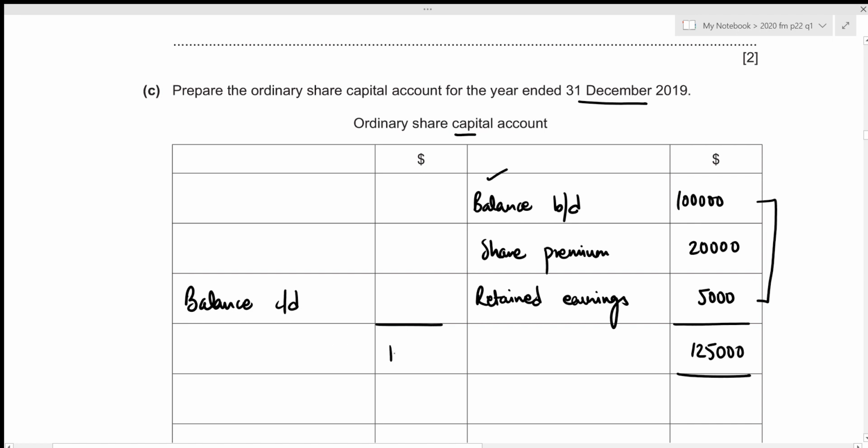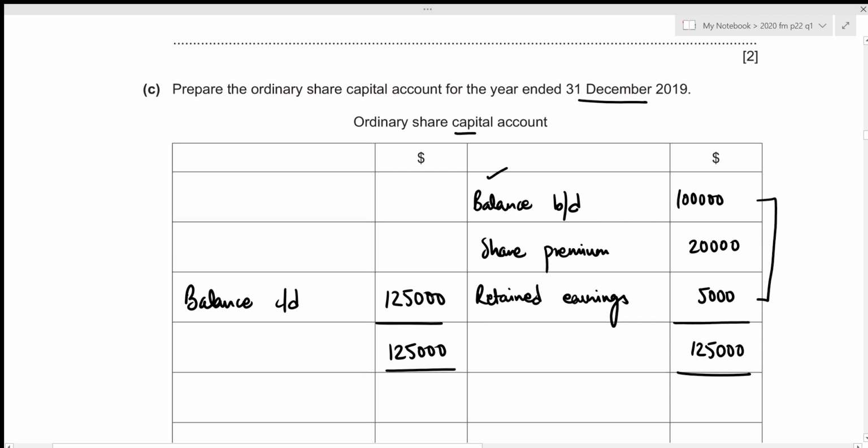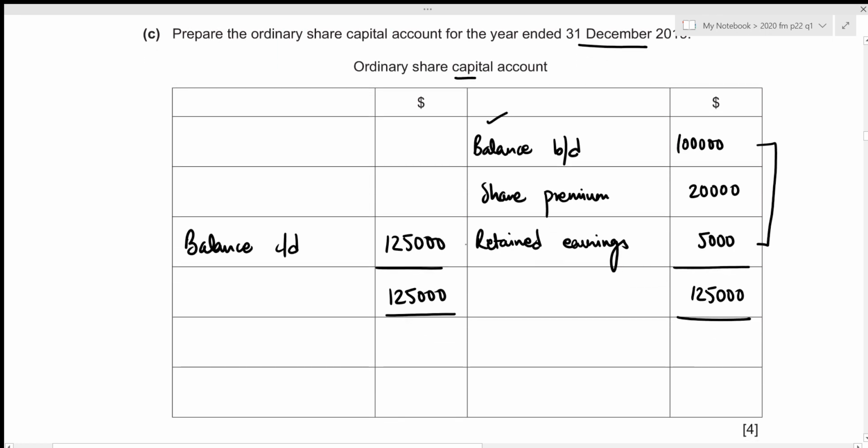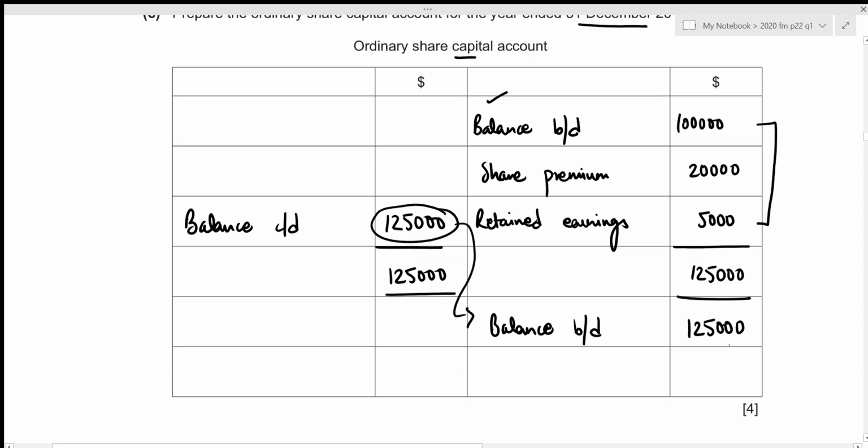Same for the debit side. And since we do not have any other items on the debit side, our balance c/d, or the closing balance, is going to be 125,000 as well. Now the next step would be to write down this closing balance as the opening balance for next period. So that's going to be balance b/d, which will have the exact same amount of previous closing balance, that's 125,000. This concludes the third part. We can now move towards the fourth one.